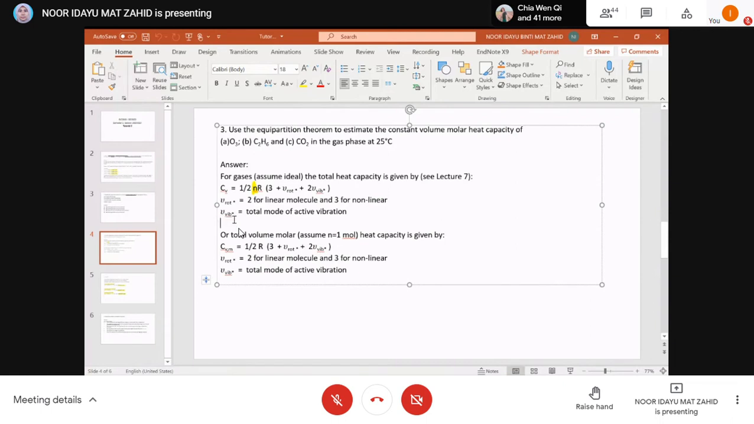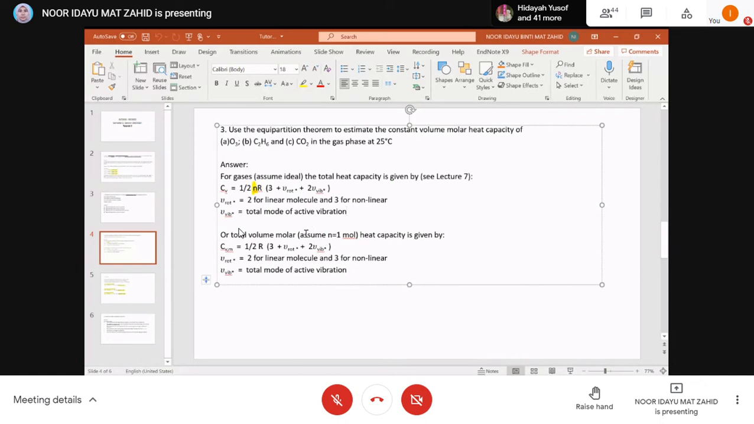And for the vibrational nu, you only fill in this part if the modes of active vibration are available. So it depends on temperature. For vibration, the temperature should exceed its characteristic temperature, which in this question is room temperature. Usually most molecules at room temperature don't have the vibrational mode of motion. Only at higher temperature will the vibrational mode of motion be in place. So that's why it's important for you to refer to the question.